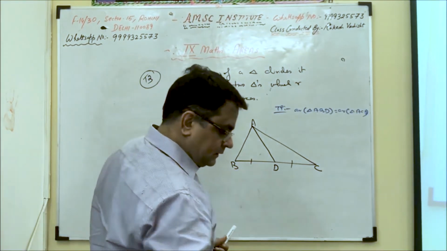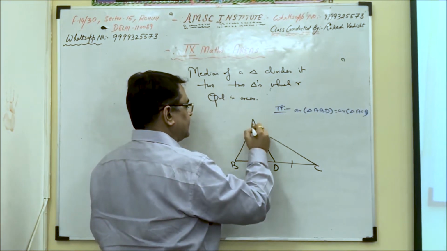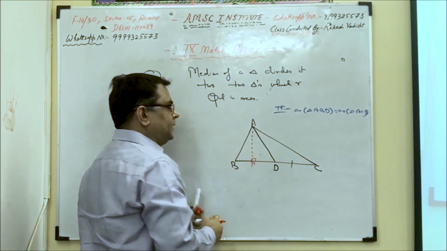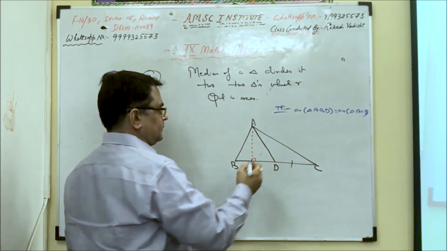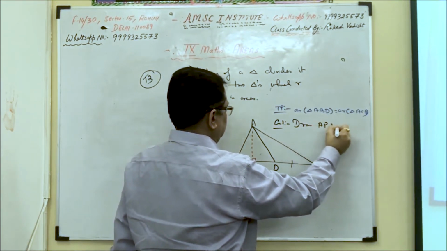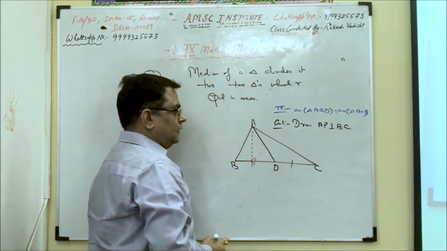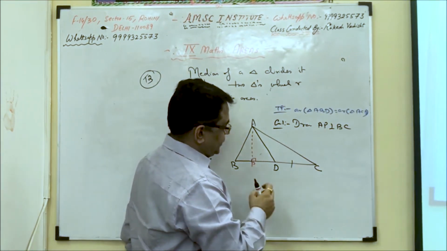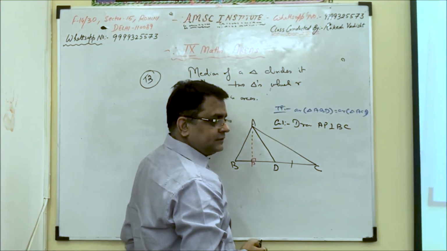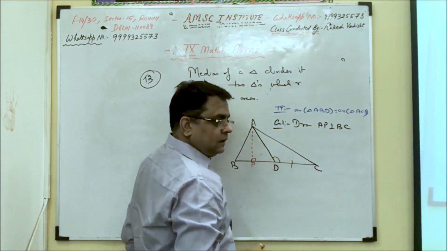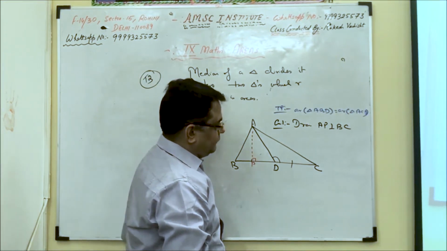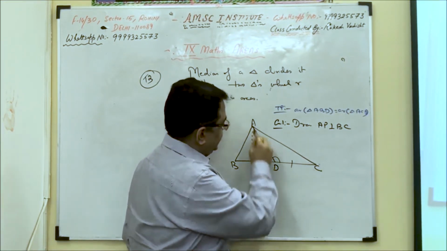Now we will do a construction. Draw AP perpendicular to BC, right? Let's make a sketch. So here in this case we have two different natures of triangles available to us. ADC is an obtuse angle triangle and ABD is an acute angle triangle, right? So the area of ADC is what? Half into base into height.